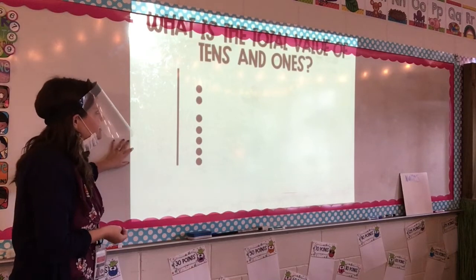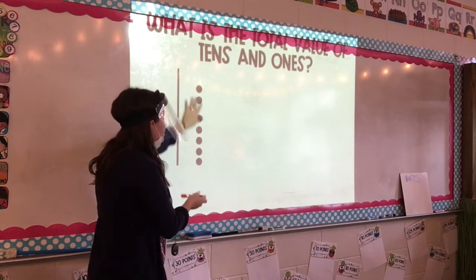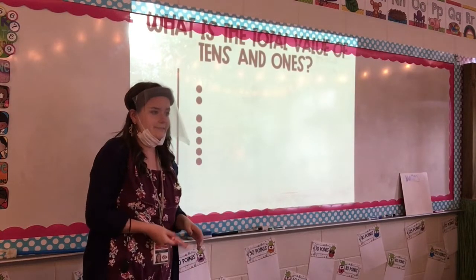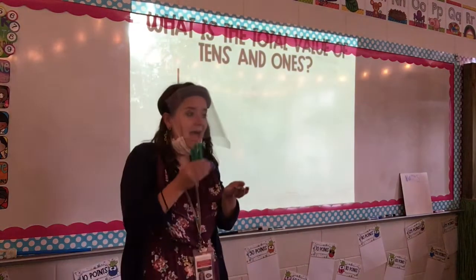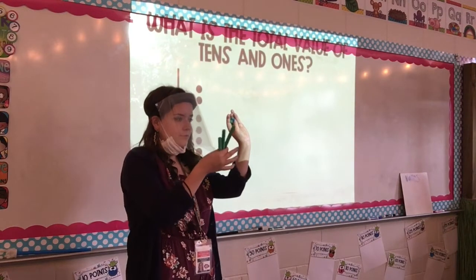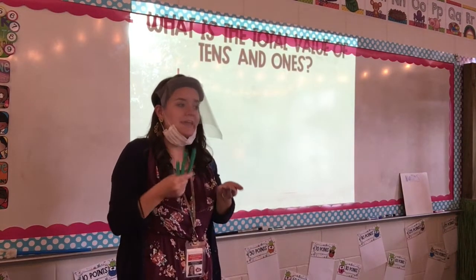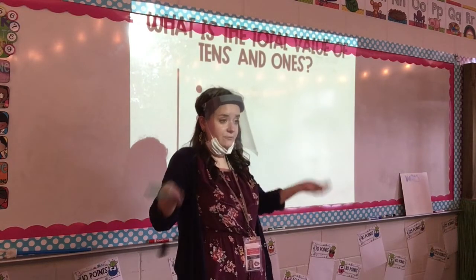Show you this. We call these symbols quick tens. Have you ever seen these little blocks before? Yeah. You have? No. These are called place value blocks. Place value blocks help us count lots of numbers.